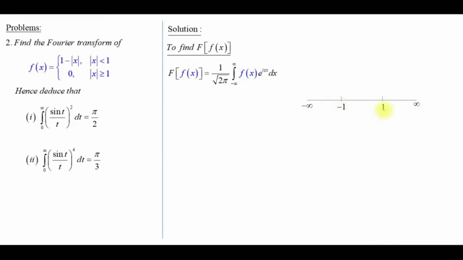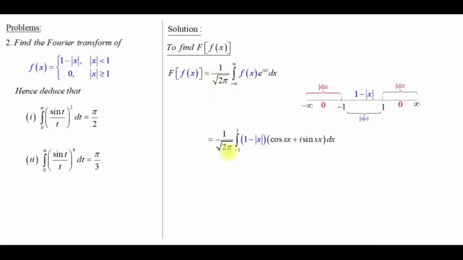This minus 1 to plus 1 is called the mod x less than 1 part. In mod x less than 1, f of x is given as 1 minus mod x. The other two parts, namely minus infinity to minus 1 and 1 to infinity, together are called mod x greater than or equal to 1. In those parts, f of x is given as 0. Thus, f of x is defined only in minus 1 to plus 1. Therefore, we take minus infinity to plus infinity as minus 1 to plus 1.